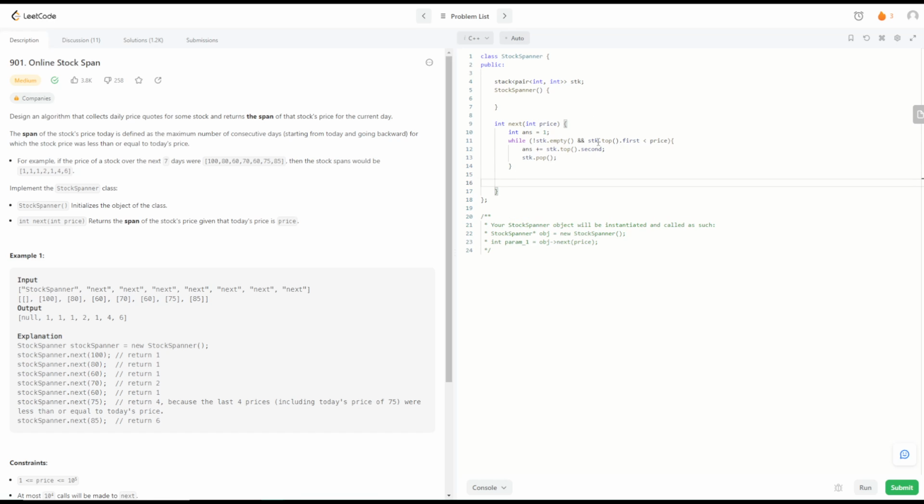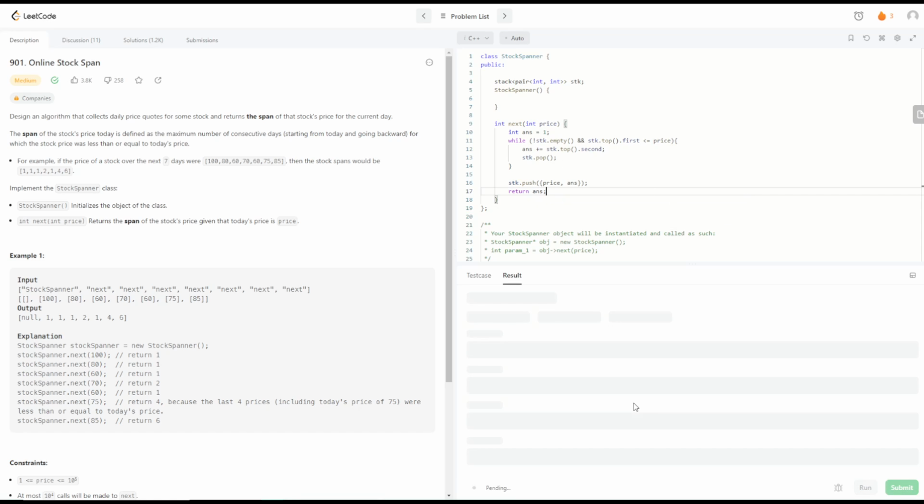So each time, as far as I can go, while the first element on top of the stack, which is the actual price, is less than the price, I just move back. Actually, because it's less than or equal, I can do this. I just take the count of that specific element on top of the stack, add it to my answer, and pop it out. I already keep track of the count. And when it's done, I just need to push this element, stack dot push, which is the price and the answer, which is the count. And then I just return the answer.